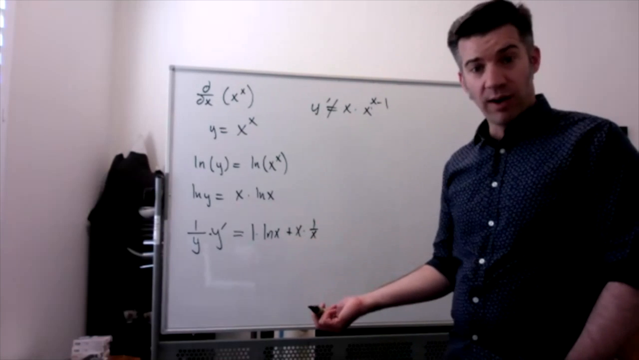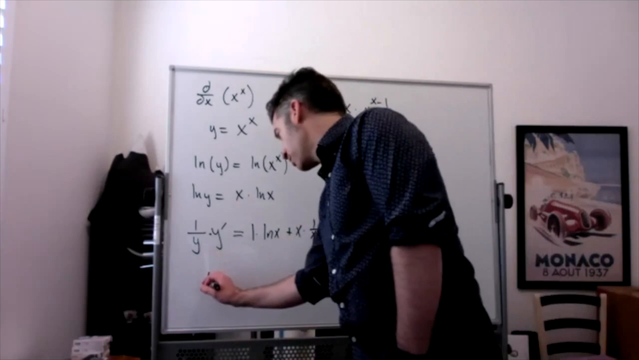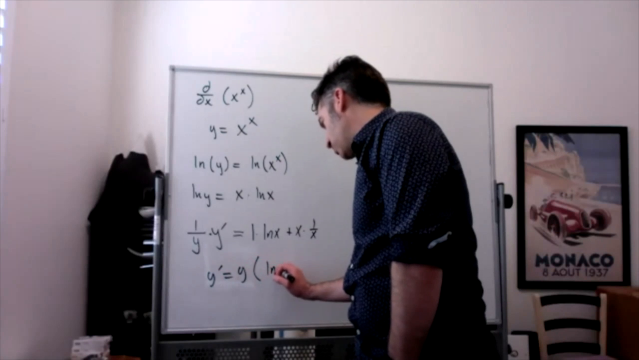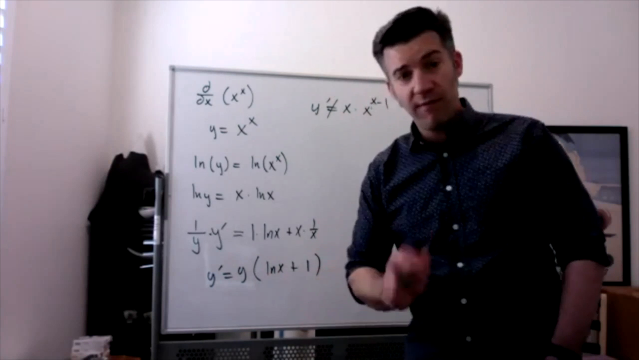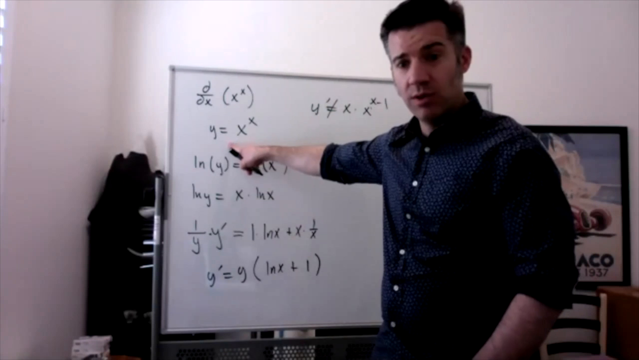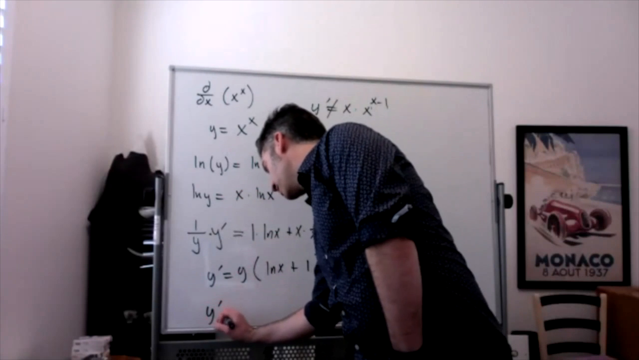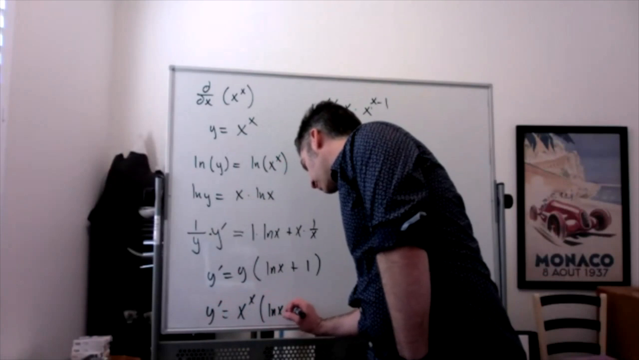Now we're going to solve for y prime, and we're also going to simplify the right-hand side. So multiply both sides by y. So y prime equals y times natural log of x plus x times 1 over x, which is 1. And then finally, we replace y with what it's equal to, so the answer is also a function of x. So y prime is x to the x times the natural log of x plus 1.